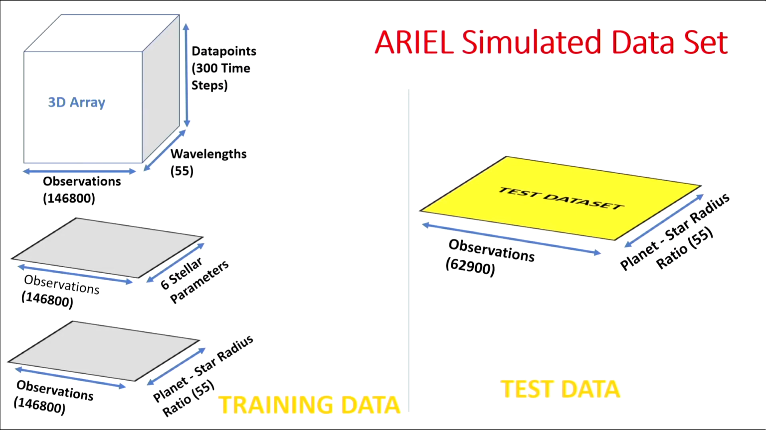That's why I decided to turn to machine learning. Machine learning is very good at analyzing patterns in large amounts of data. And here, in the ARIEL Space Mission, they have provided a simulated dataset of over 120,000 different exoplanet observations in all the 55 different wavelengths.